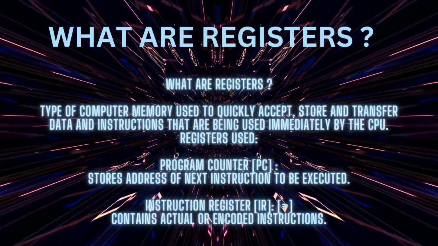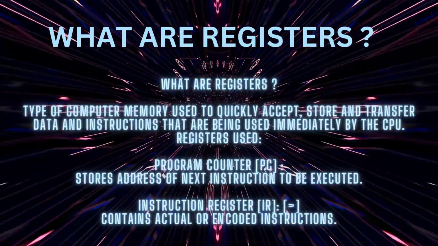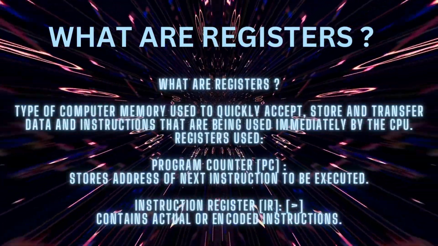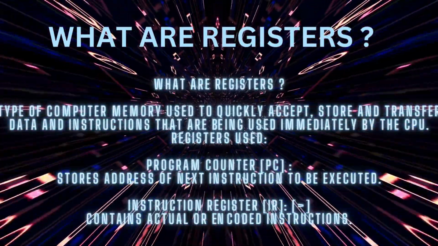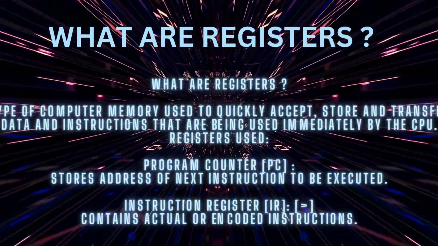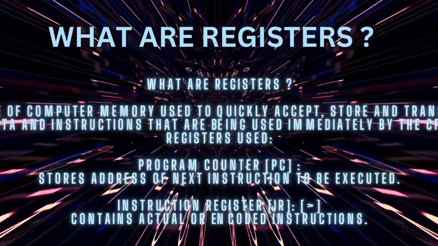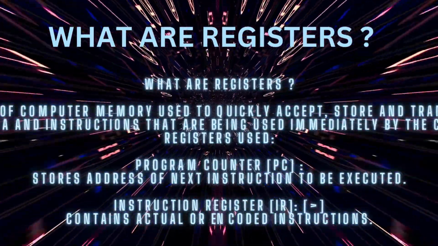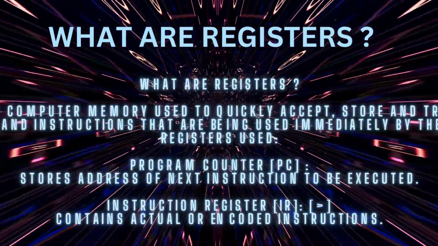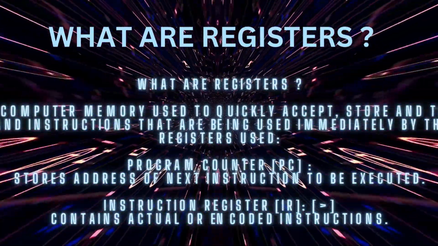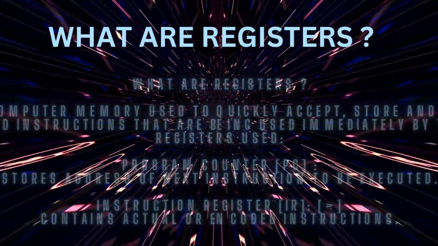So we start with: what are registers? Registers are a type of computer memory used to quickly accept, store and transfer data and instructions that are being used immediately by the CPU. So what are the registers used? The registers used are the program counter, also known as PC, which stores the address of the next instruction to be executed, and the instruction register, also known as IR, which contains encoded instructions.